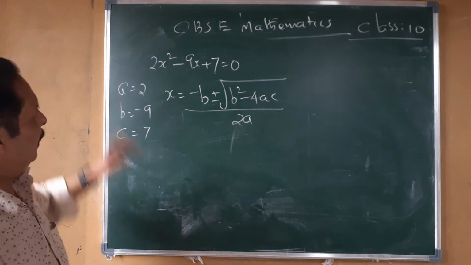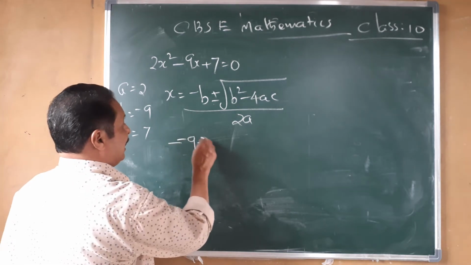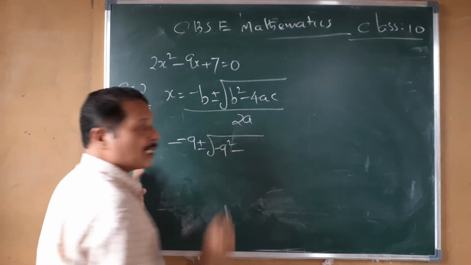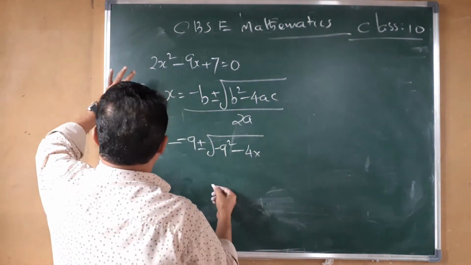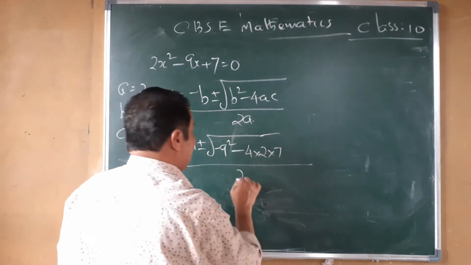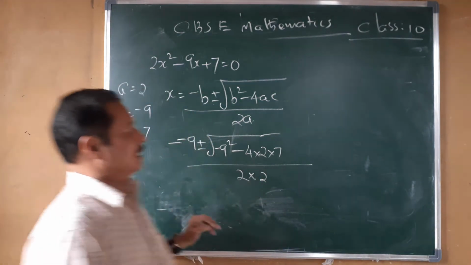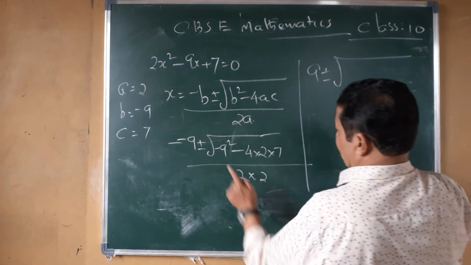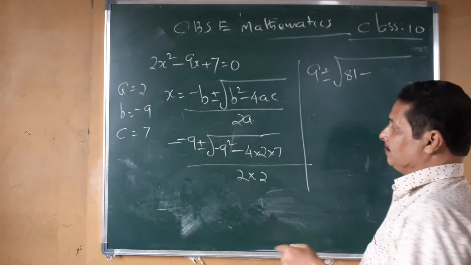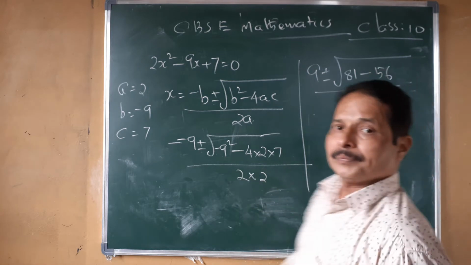Are you ready? Then minus b. B is already minus 9, so minus b is 9. Get the idea of substitution? B square is minus 9 square. 4 into a equal to 2, c is equal to 7, divided by 2a, which means 2 into 2. Read it out in substitution. Minus minus is plus. Plus or minus. 9 square is 81, minus 9 square is also 81. 4 into 2 into 7, that is 56. 2 into 2, 4. Is it clear this step?